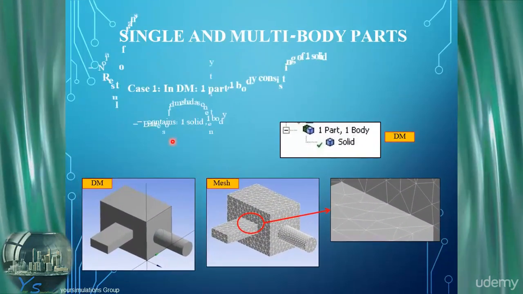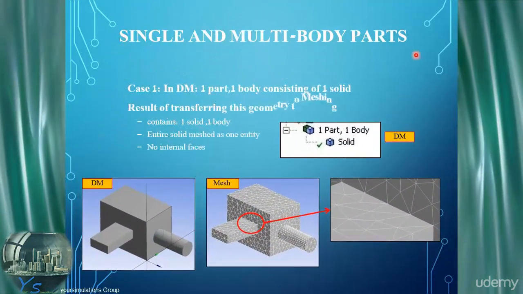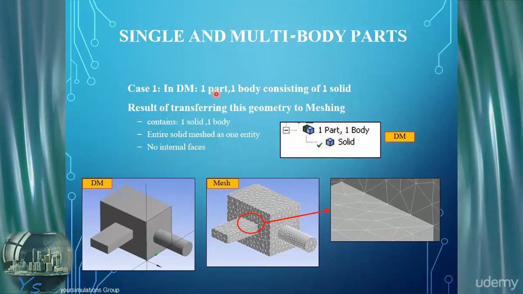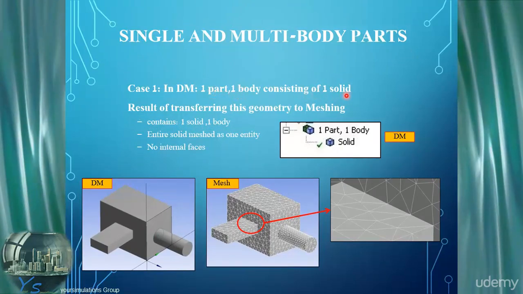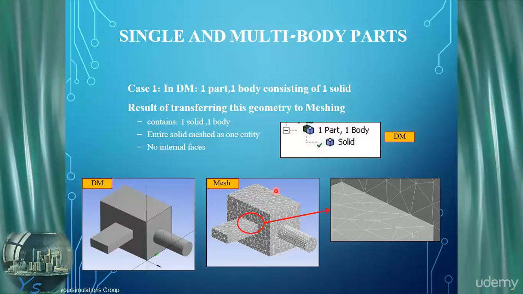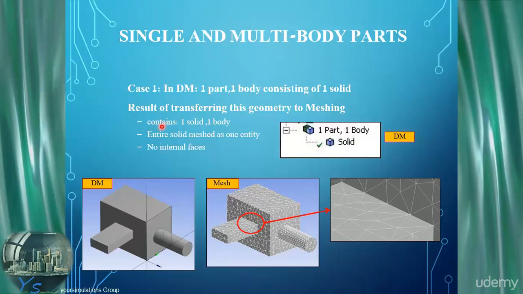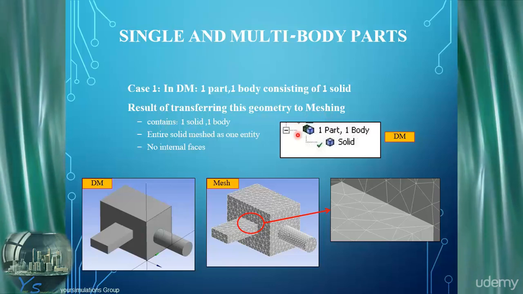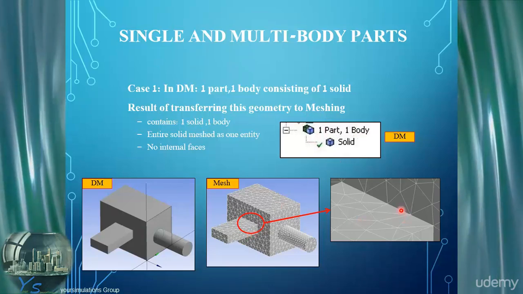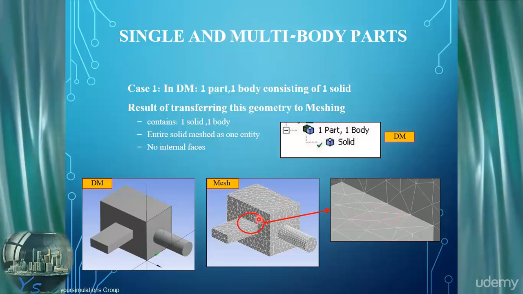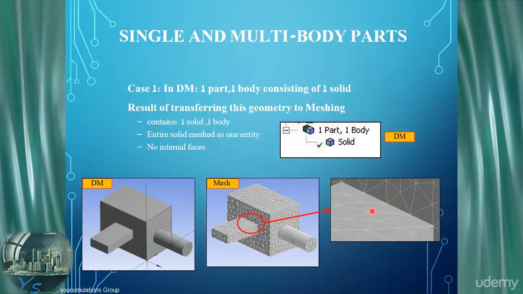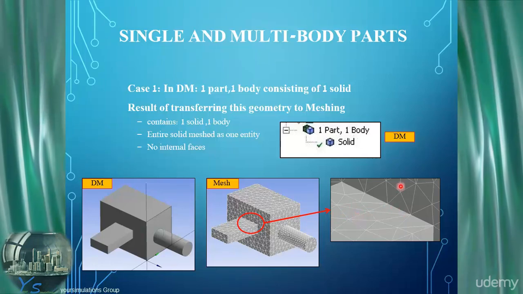So here are some examples of separate parts as opposed to multi-body parts. In the first case here in DM we have one part and one body consisting of one solid. So we only have one body here. The result of transferring the geometry to meshing is that we have just this one body. This means that the mesh is conformal all the way through. And we can see in the example after we've generated the mesh that because this is all one solid, the mesh continues all the way through.